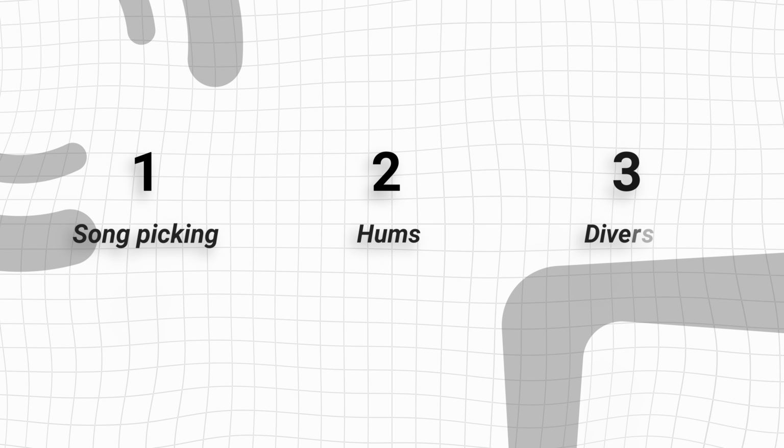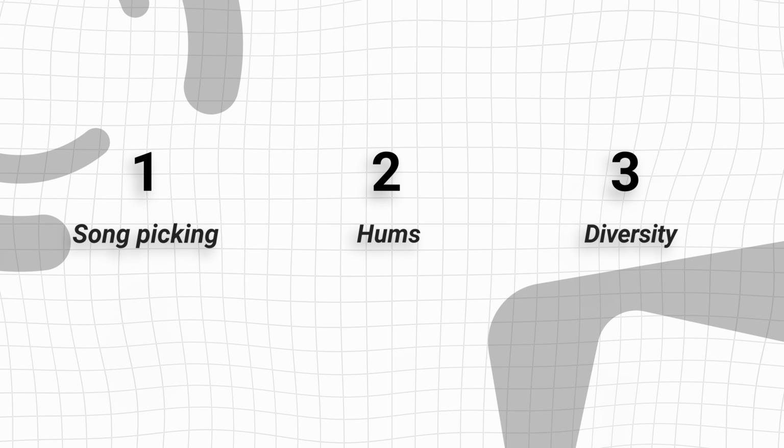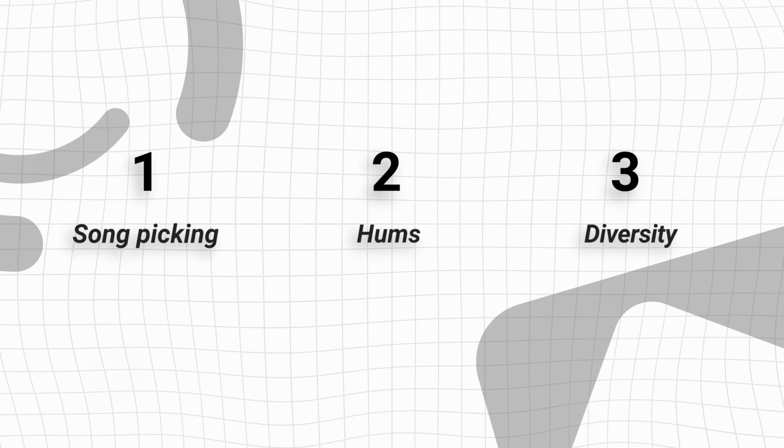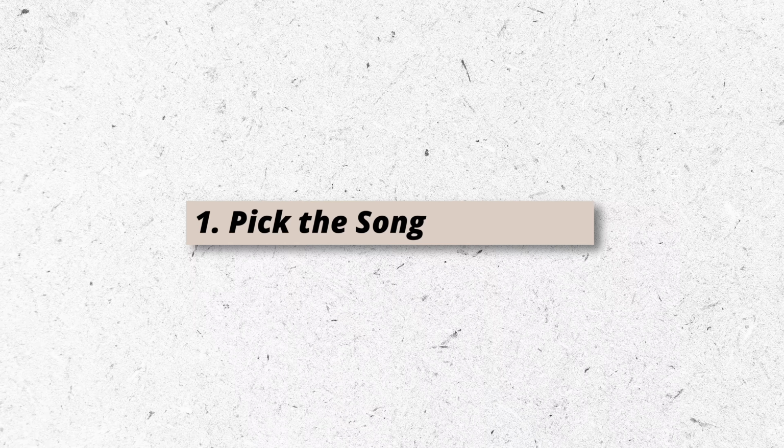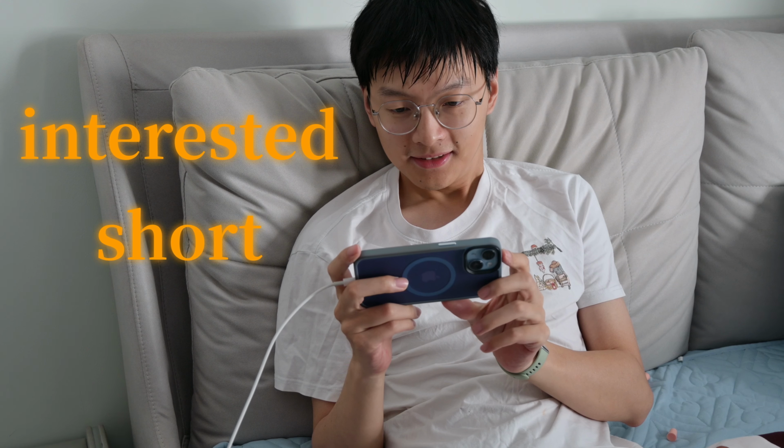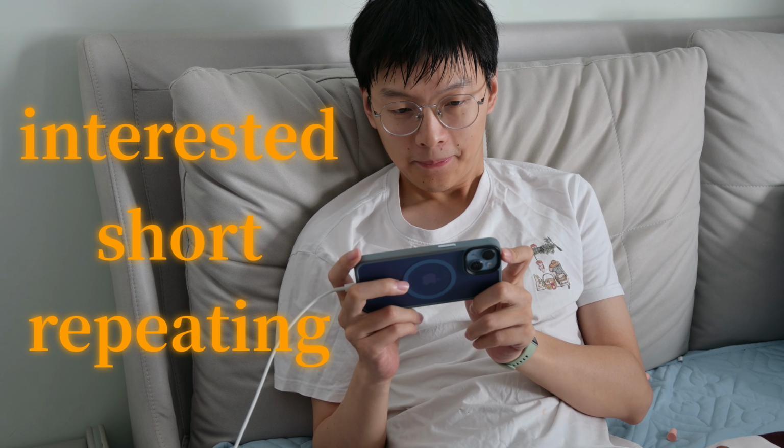So in this video, I'm going to share a simple 3-step method that helped me and will definitely help you learn to speak English more naturally, just like learning to sing a song. Step number 1, pick the song. Start with materials that we like. Like a song, we are going for materials that we are interested in, short, and that we like to repeat. Let me explain them one by one.